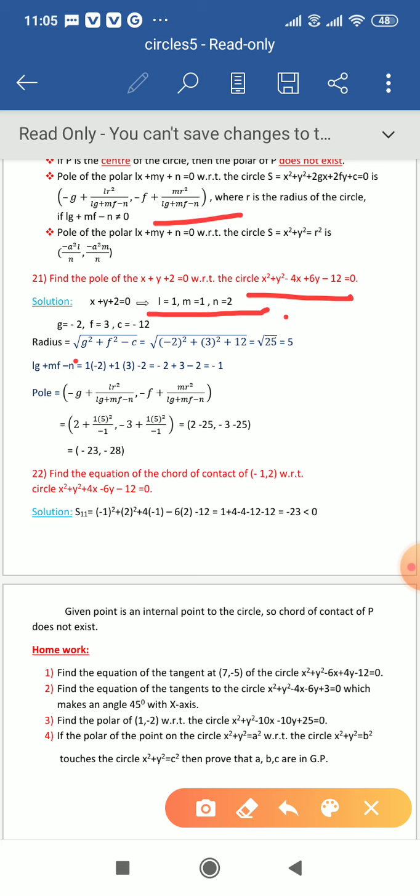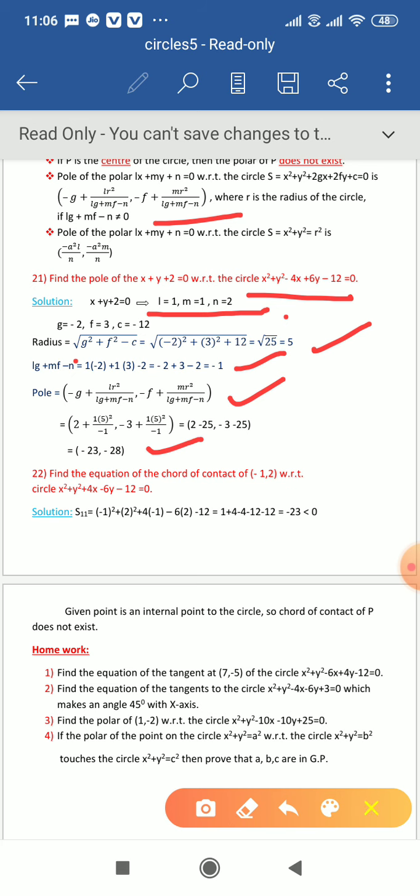Find the radius. In this formula, this is Lr square. r square is the square of the radius. So find the radius. Radius is root of g square plus f square minus c. Before using the formula, the denominators are Lg plus Mf minus n. So first we find Lg plus Mf minus n. Substituting the values, we have minus 1. Substitute these values in the formula of the pole: minus g plus Lr square by Lg plus Mf minus n, minus f plus Mr square by Lg plus Mf minus n. We have the pole as (minus 23, minus 28).